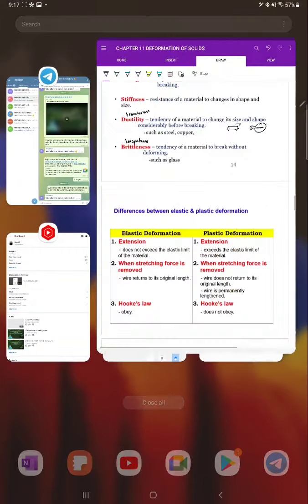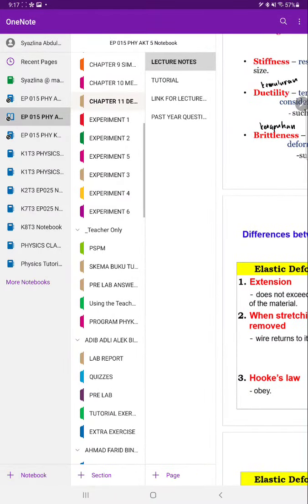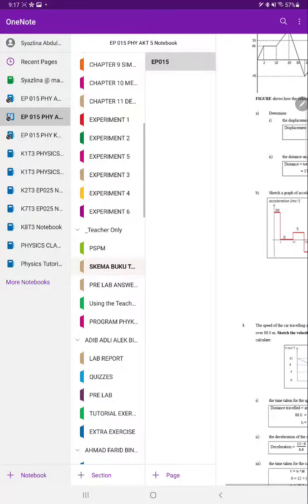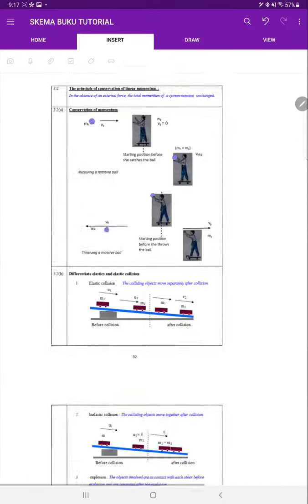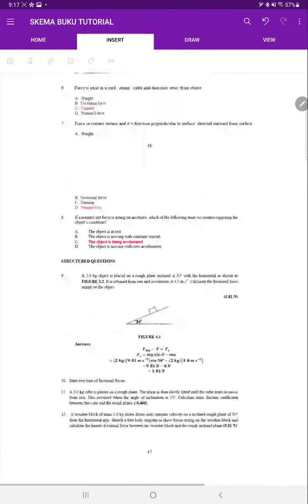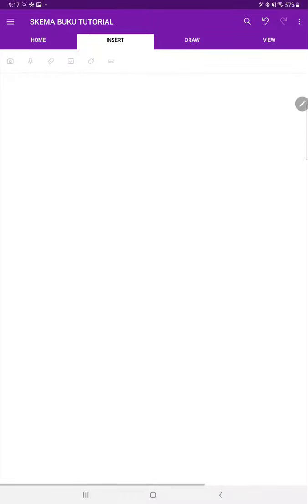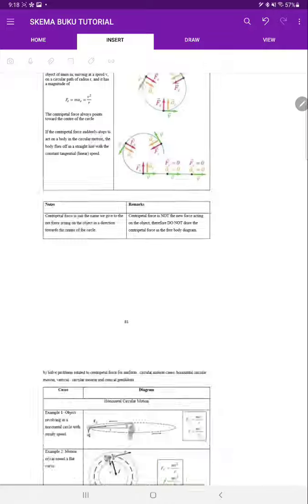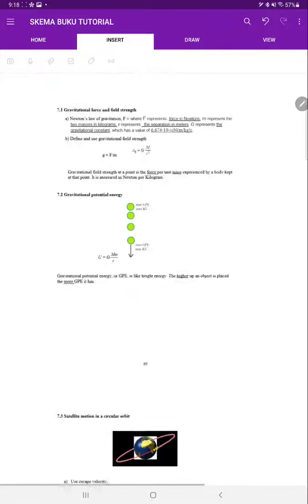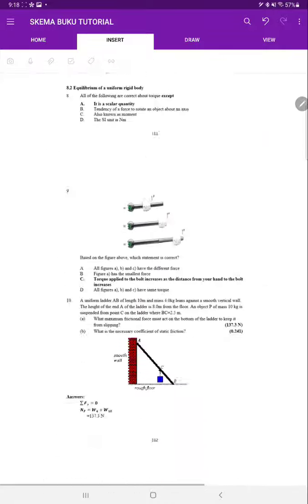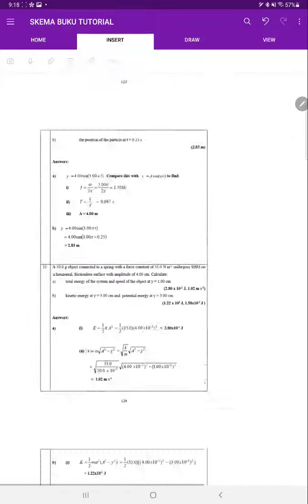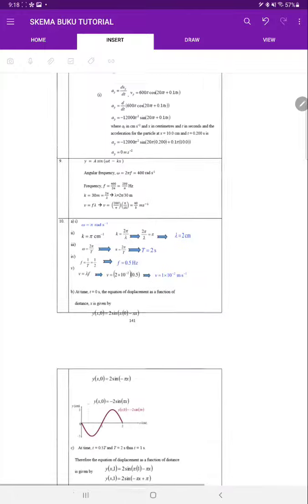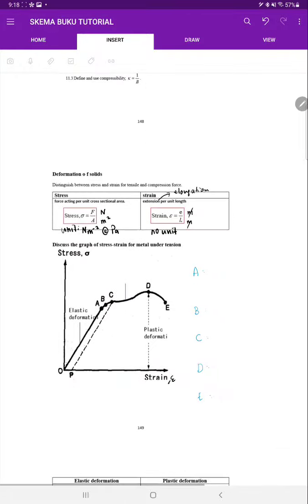So kita patah balik ke, sorry saya terpaksa macam ni. Kita balik ke short note. Okay, chapter 11. Make sure awak refer lecture note baca dulu sebelum kita buat short note. Short note ni just macam nak cepat terus baca.